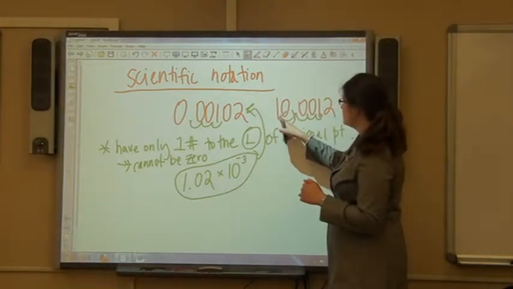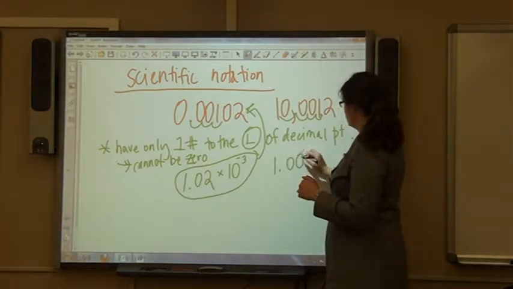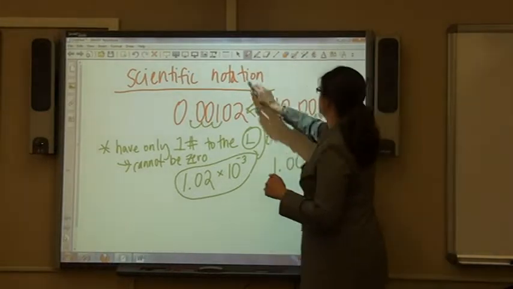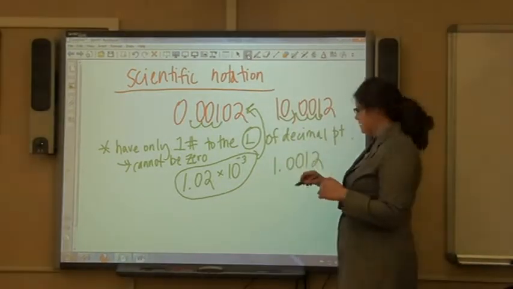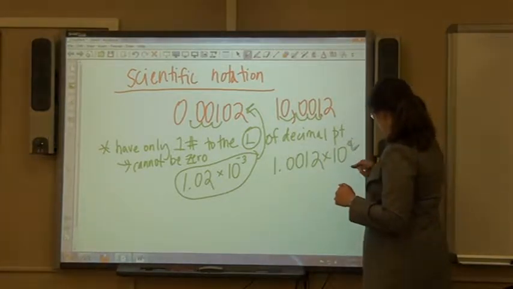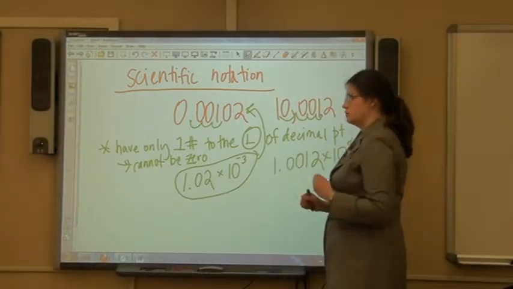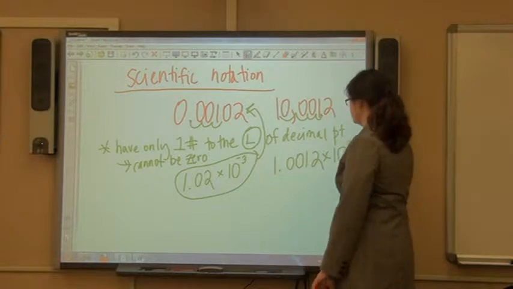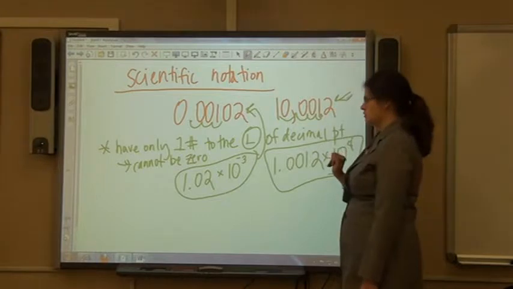Now we're going to rewrite the number with the decimal point right here. 1.0012. Now, remember we had to move it over 4 times? We have to account for that. Times 10 to the 4. Now, because we had to move the decimal point to the left, where we have a very large number, it's going to be a positive exponent. And this is how you write this big number in scientific notation.